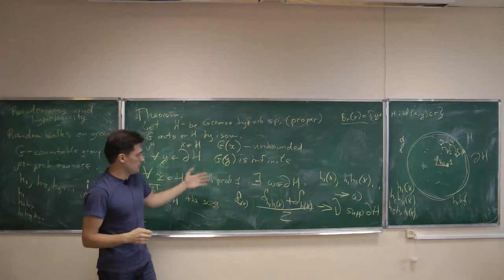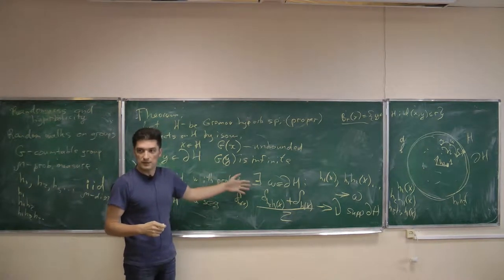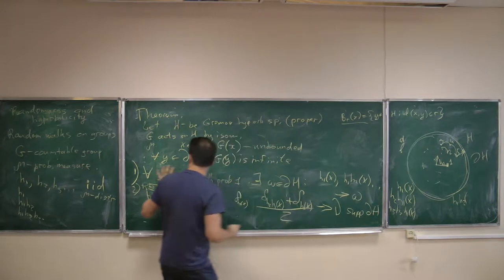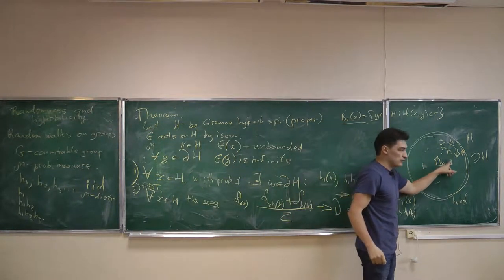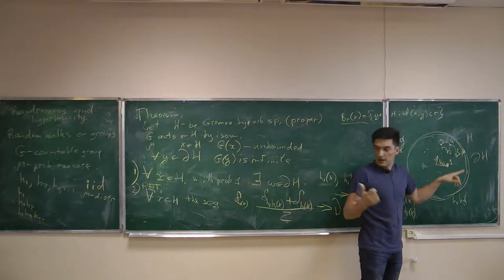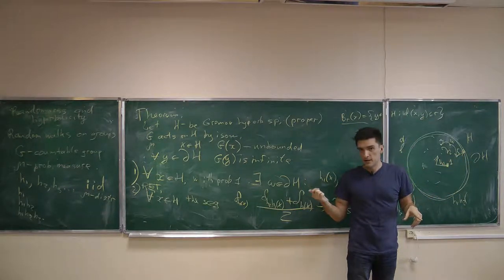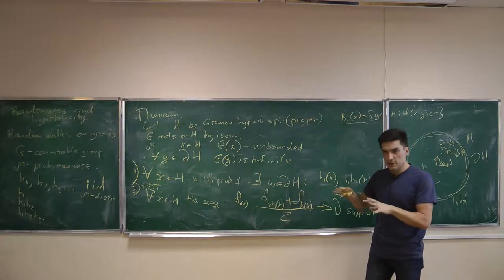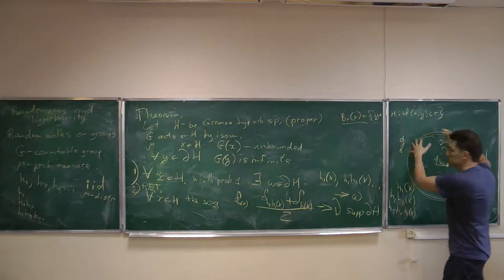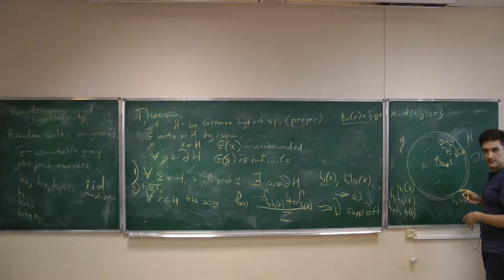So in the non-abelian case, we have completely different behavior. Here, in the first case, the sequence of points goes to the point at infinity, and in the second case, it doesn't, and we have these averaging measures, and these measures converge to some measure at infinity. Yeah?